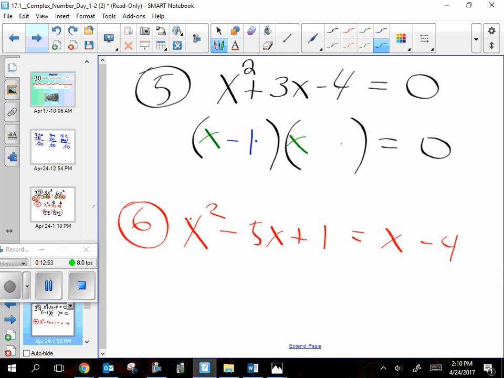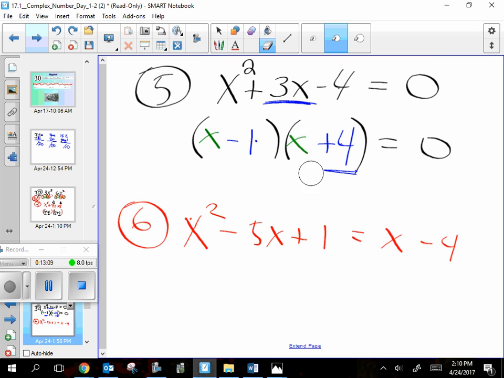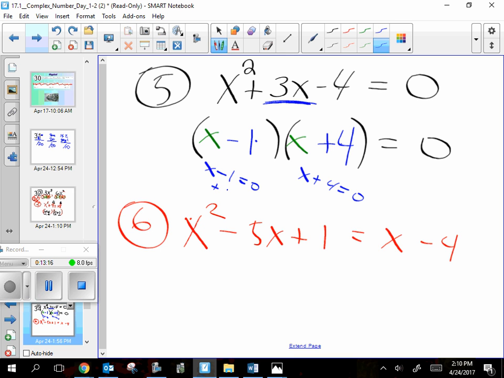Negative 1 and positive 4. 1 times 4 makes 4. All right? And then, don't these add up to positive 3? Yeah. All right. So then, is this the final answer? No, that's just the factoring. Now we go x minus 1 equals 0, x plus 4 equals 0, add 1, x equals 1, subtract 4, x equals negative 4. 1 and negative 4 are your final answers there.